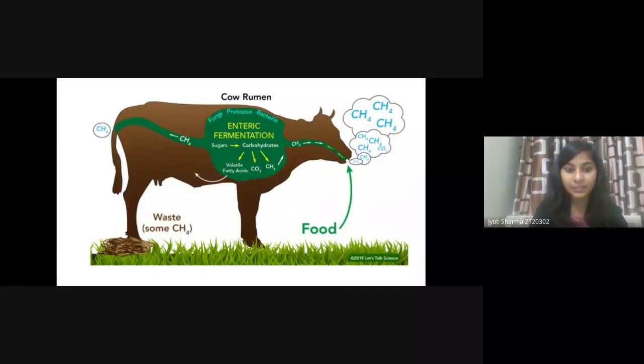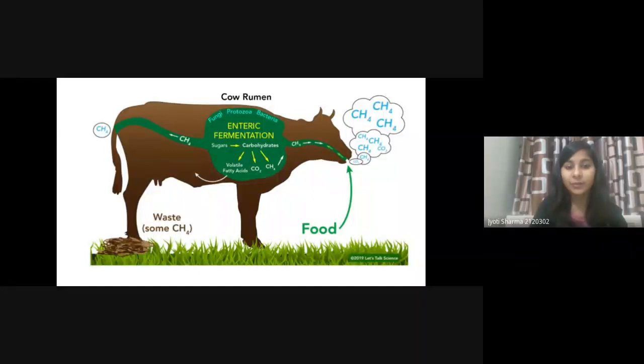So here you can see that this is a cow, and whenever sugar is broken down into carbohydrate and carbohydrate into some kind of carbon dioxide, it will also give you methane because this is fermentation. Okay, so that's why most cattle may contribute to methane production.